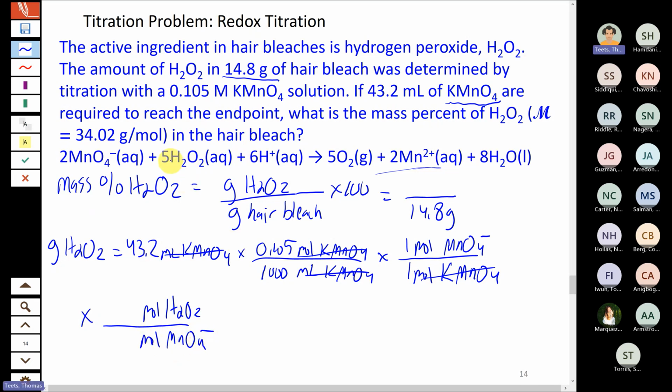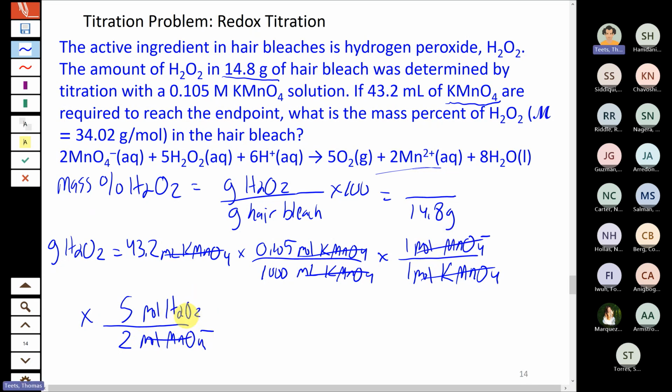So from the balanced equation, we gave it to you here. You didn't have to produce it or balance it. We have 5 moles of H2O2 required for every 2 moles of MnO4 minus. So it's a 5 to 2 mole ratio, 5 for H2O2, 2 for permanganate. So that gets us to moles of H2O2.